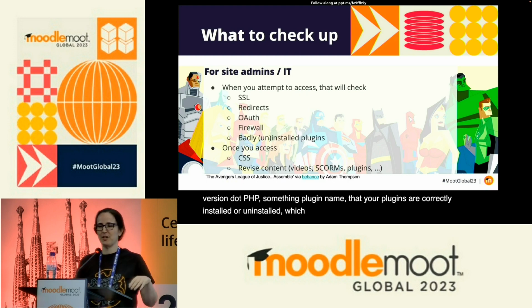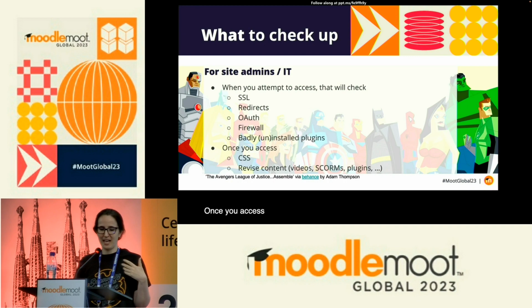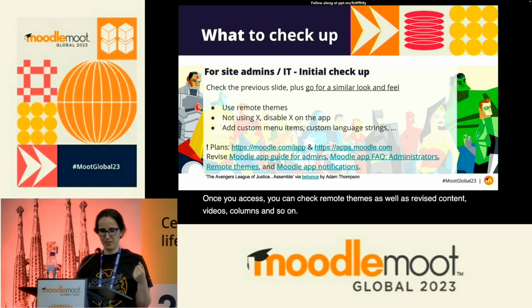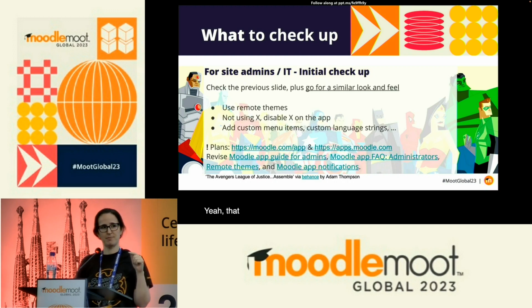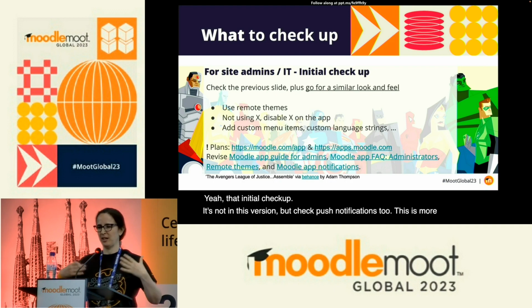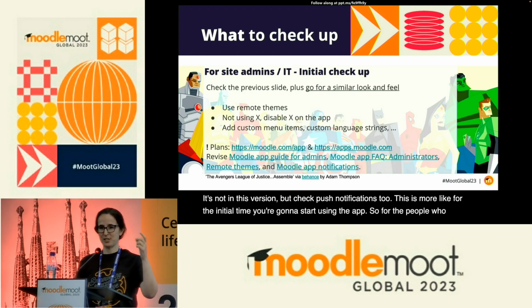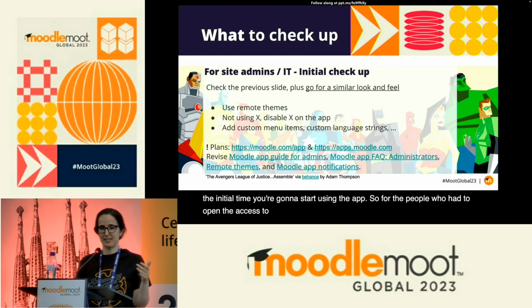Once you access, you can check remote themes as well as revise content, videos, scores, and so on. I added an initial checkup. It's not in this version, but check push notifications too. This is more like for the initial time you're going to start using the app, also for the people who had to open the access to the app during the pandemic. You were probably in a rush, so it's a good opportunity to stop for a bit and check it.